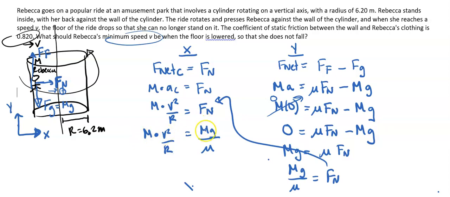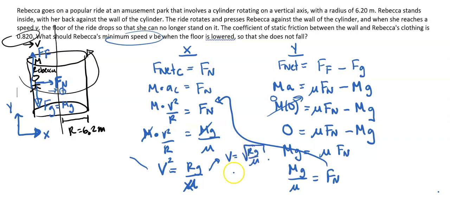We want to find the velocity, so let's cancel out m. So v squared equals Rg over mu. So v in this case is going to be the square root of Rg over mu.